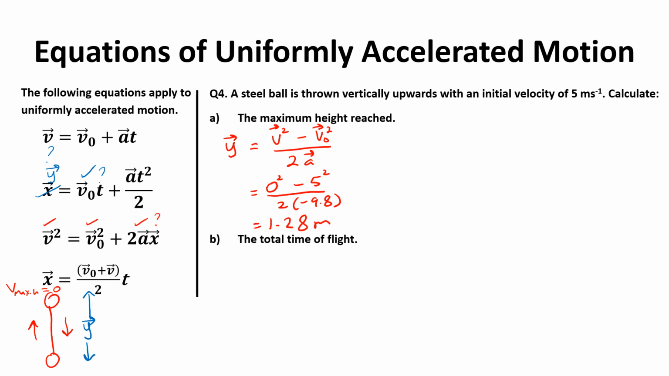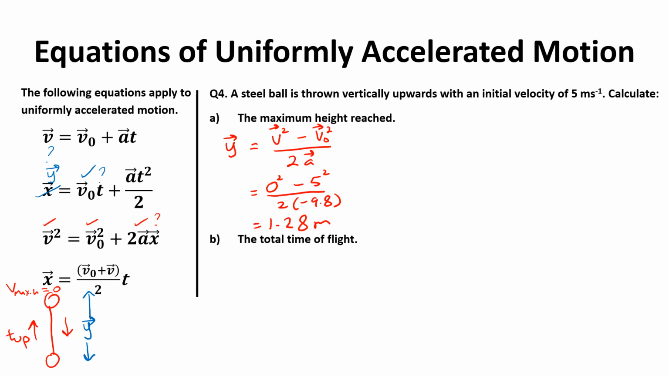Question B, calculate the total time of flight. So in this case, I will first calculate the time it took to reach the maximum height. So I will just call it T up. And then once I know the value of T up, then I can calculate the total time. Because I know T up is the same as T down. So just 2 times T up.